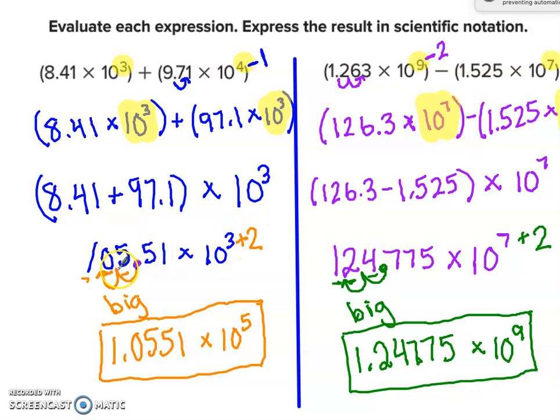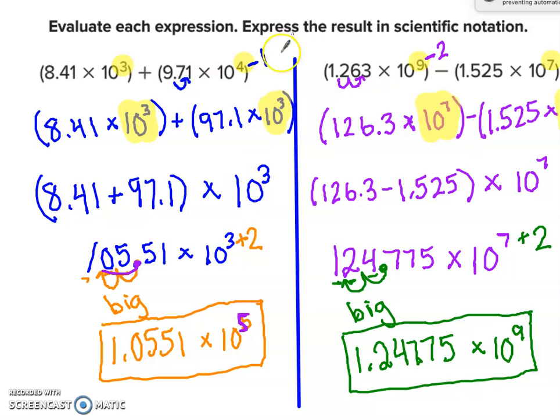But again, I need to make sure that my final answer is written in scientific notation. So I need to move it 2 places so that it's 1.0551. Well, if I make this number smaller, I have to make this number bigger by 2. So the 3, I add the 2 to it, and it becomes the 5. So this is my final answer written in scientific notation. Remembering that I made this number smaller, so I have to make this number bigger, so I have to add it to it.